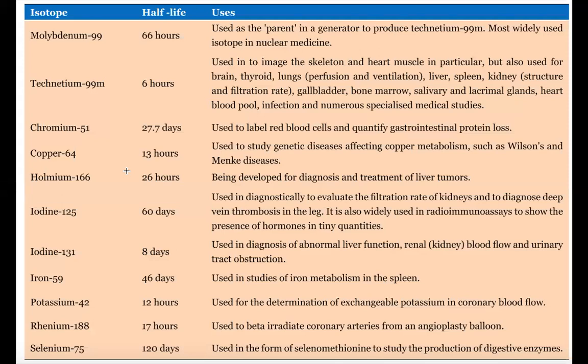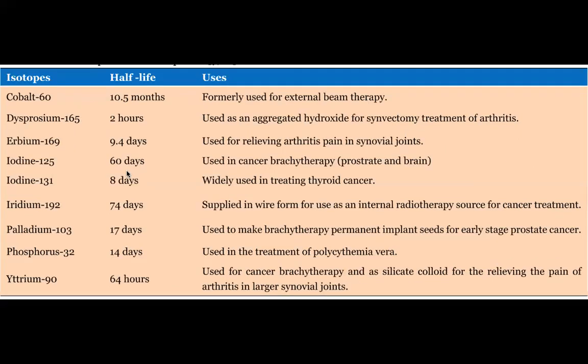Oh, look at this. The rhenium 188 is used to beta irradiate coronary arteries from an angioplasty balloon. Okay. The cobalt 60 was formerly used for external beam therapy, right? Oh yeah, the iodine 131.